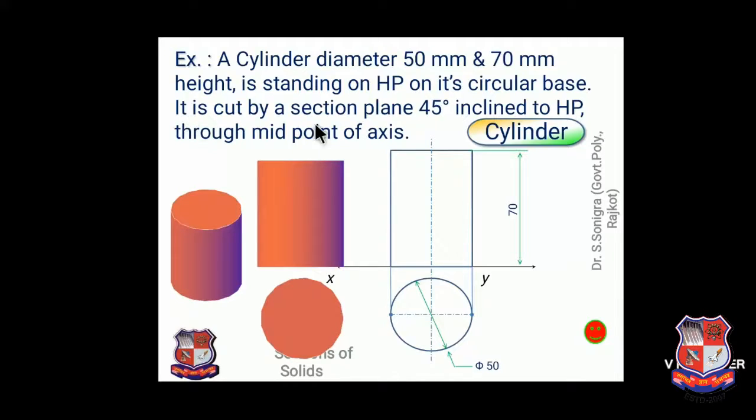It is cut by a cutting plane which is inclined at 45 degrees to the horizontal plane and passing through the midpoint of the axis. So find the midpoint of its axis, which is at a distance of 35 mm from this XY line. So at a distance of 35 mm, mark a point on this axis. From this point, draw a line that makes an angle of 45 degrees with the XY line like this.